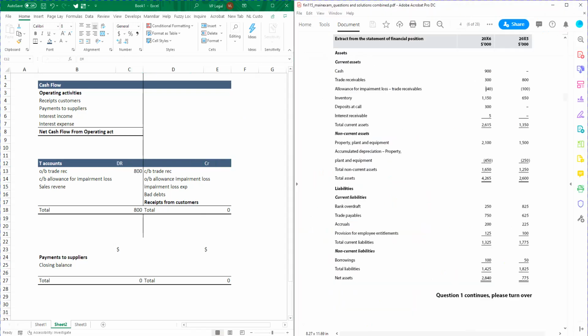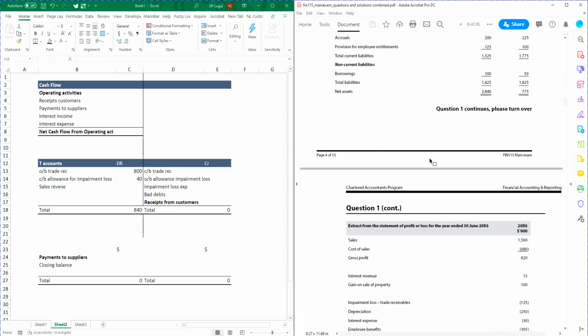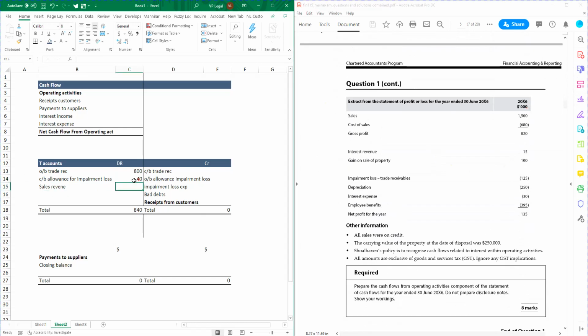Okay, now because this is a credit amount on the balance sheet, it's a negative asset. Next one's going to be 40. Okay, now here's an easy one. Sales revenue. We can get that from the P&L over here, so 1500. Okay, so you'll notice that the total's now been updated.